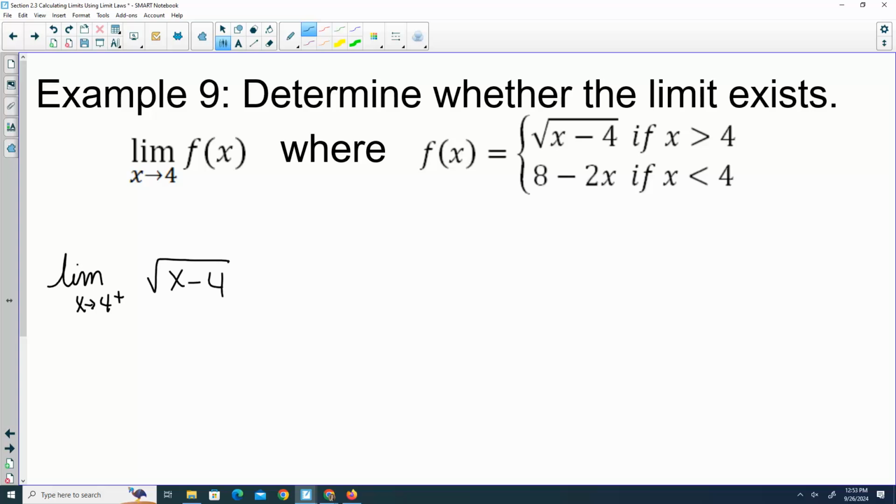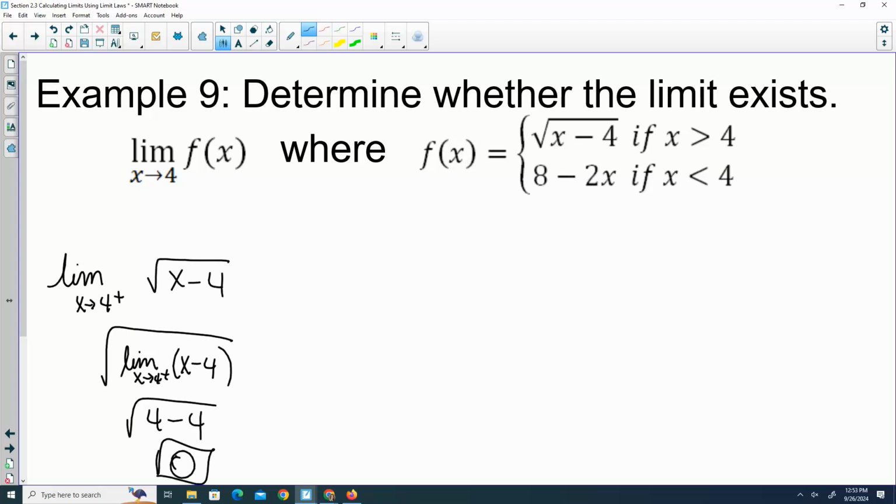So our rule is if it's a polynomial, we can just plug it in. But don't we also have a rule that says you can bring the limit under a radical? So if I did that, because it doesn't matter what happens at the point, now can I plug the 4 in there? Yeah. Okay. 4 minus 4 is 0. Square root of 0 is 0. So this limit equals 0.